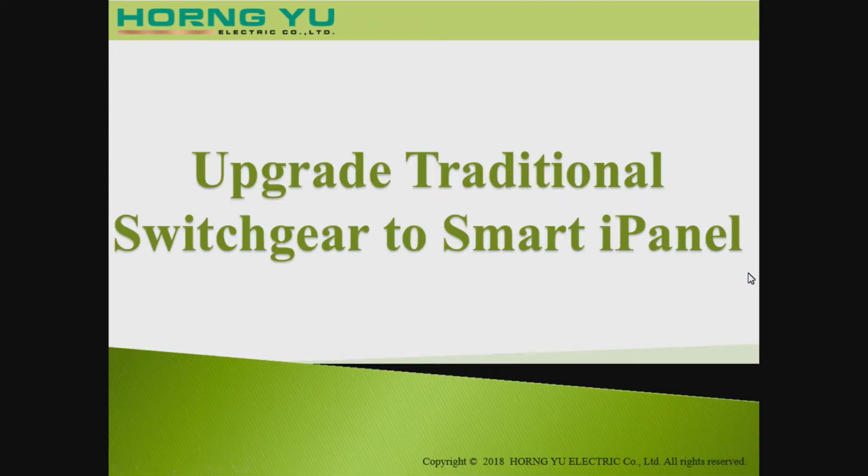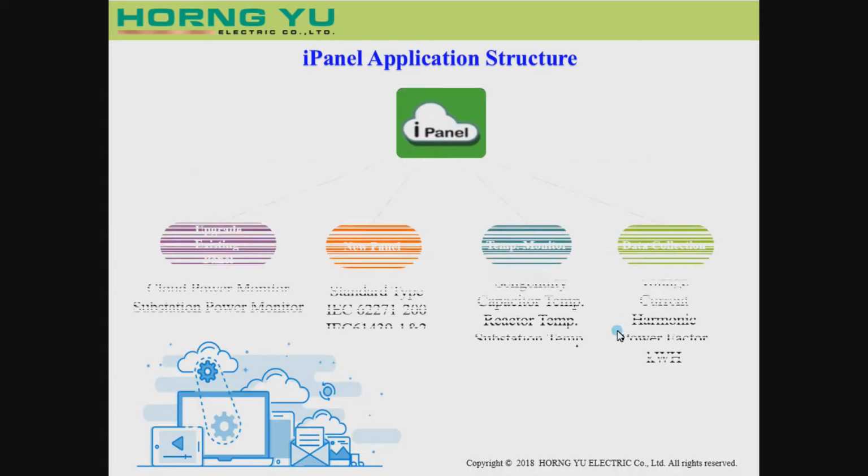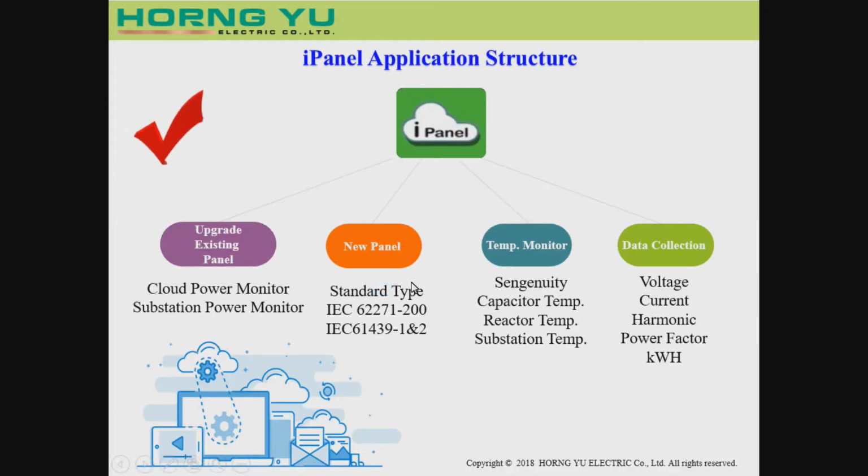Okay, so this is the brief introduction to our iPanel system, and the next part will be upgrading traditional switchgear to smart iPanel. This is a different way to enhance and upgrade your panels. As you see, we have the new panels, and it is very easy because it is from the original design. But what if you have existing panels? How can you upgrade those?